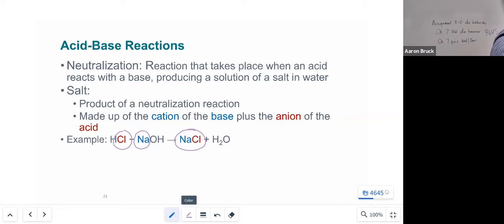It is especially more difficult to see that in the first kind, the precipitation. You gotta know your solubility rules. You gotta know how to predict what's going to dissolve and what's going to remain a solid.